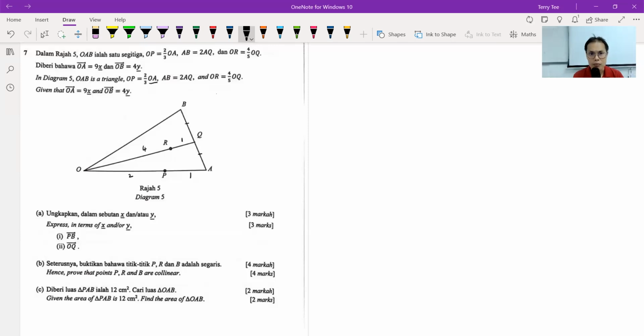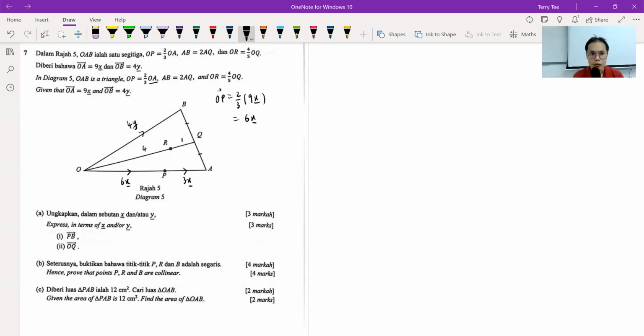So we can actually do some groundwork first. Your OA is 9x. So what's your OP? Your OP is 2/3 of 9x. That will be 6x, right? I'm going to write here, this is 6x. The whole thing is 9x. Therefore, this should be 3x, since 9 minus 6 is 3. And your OB is 4y. Let's label here 4y.